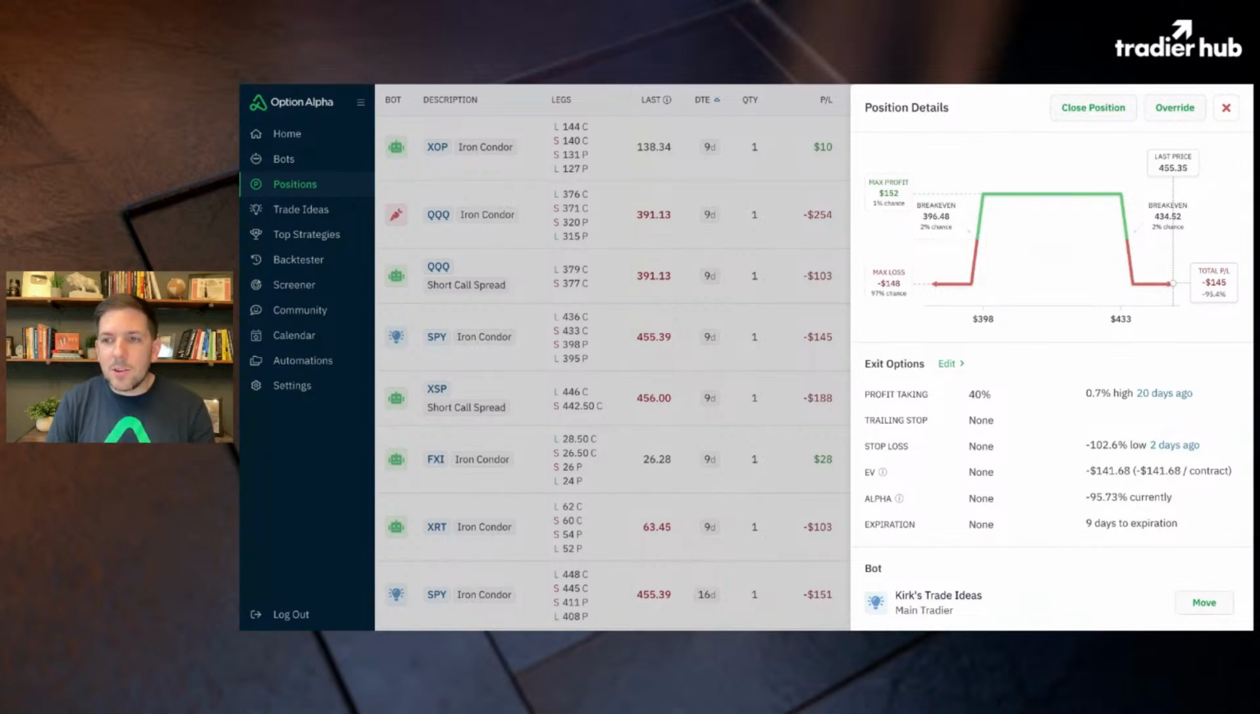But this trade looks like this. Can you guys see when I draw on my screen? I just drew in blue. I don't think you guys can see. No, I don't think so. Okay. But this trade looks like this.